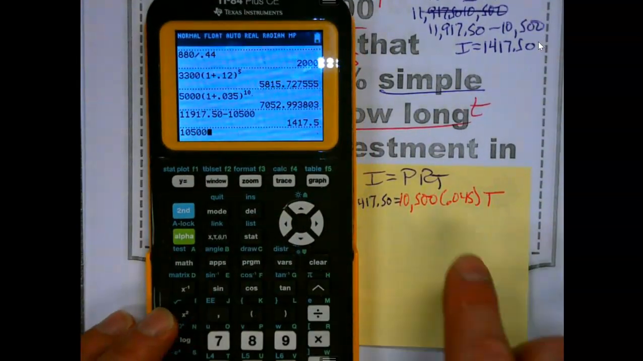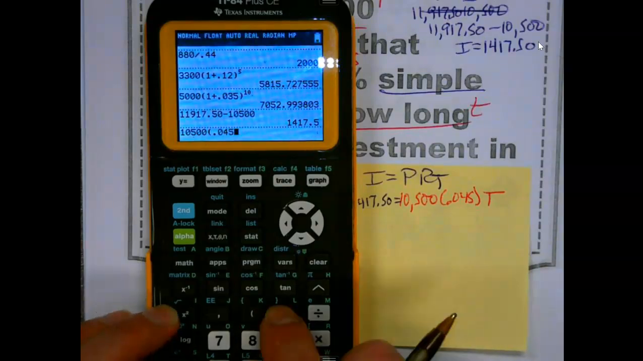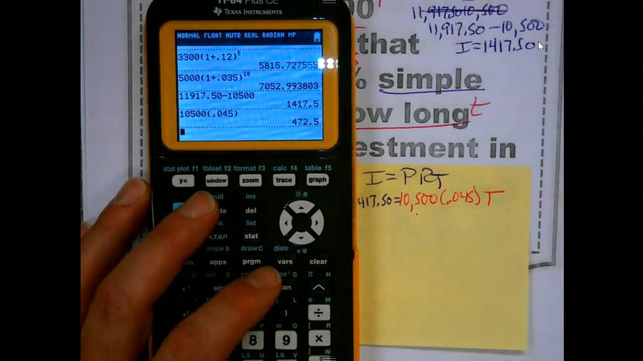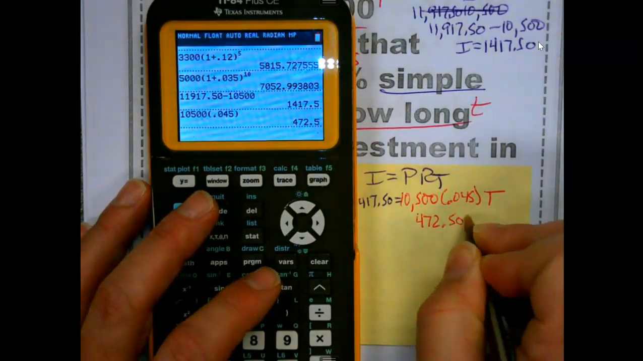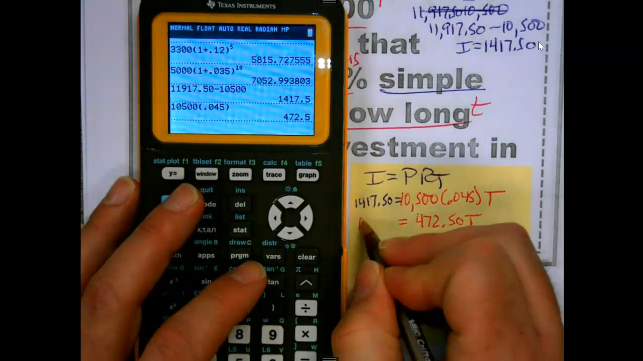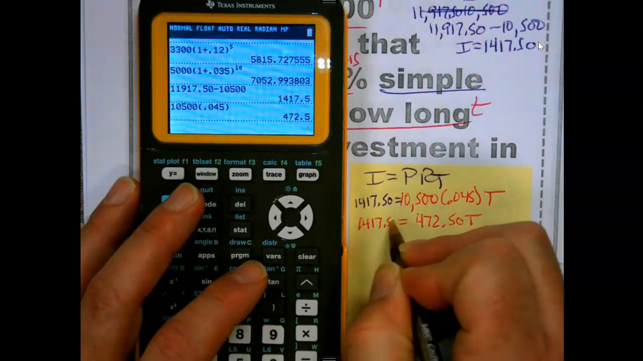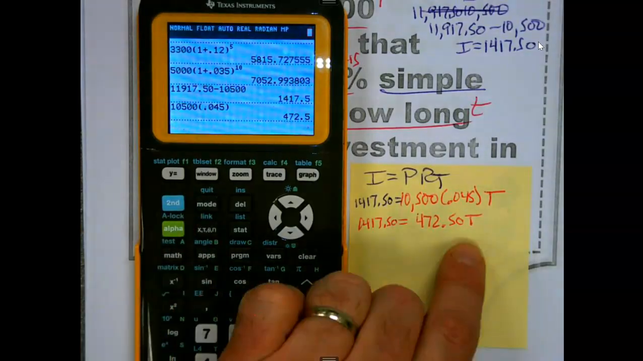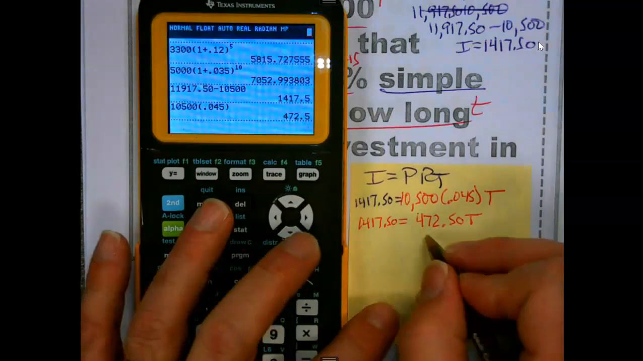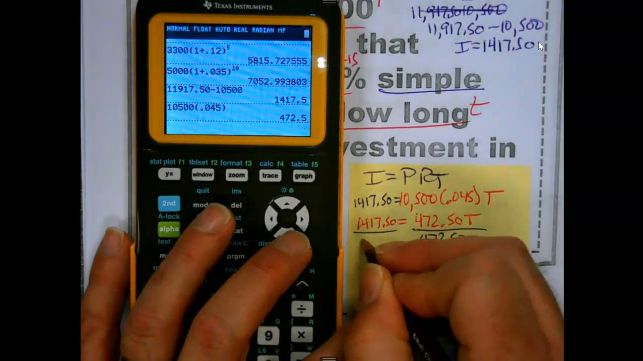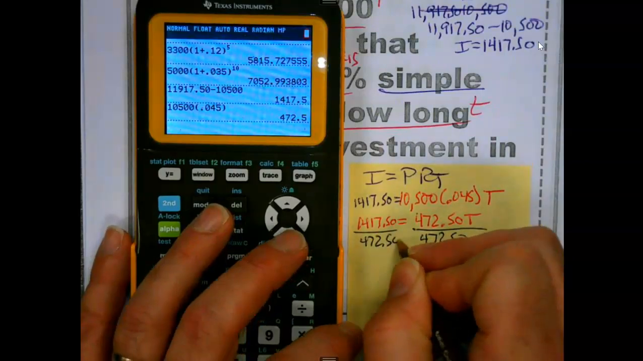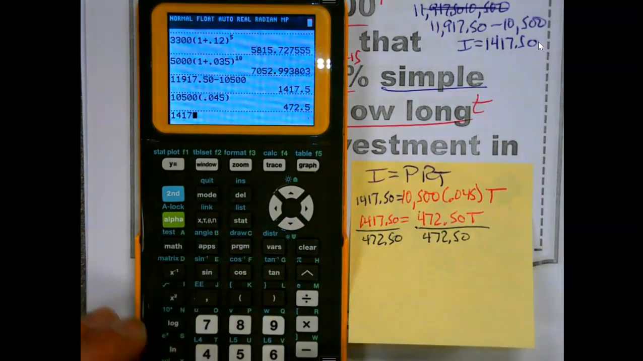So we can multiply. Little bit of algebra 1, just a little bit. Because again, I want to get t alone. I'm multiplying it by this decimal. So let's see what we get here.